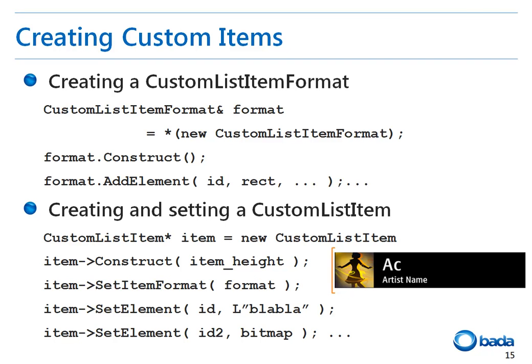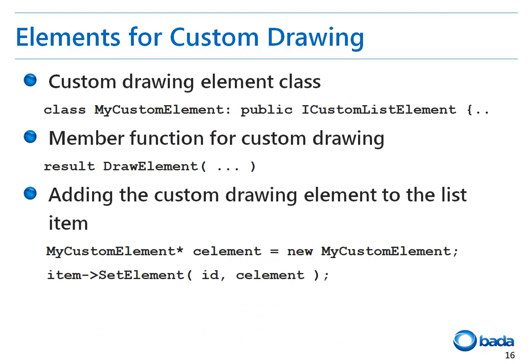You can also create a custom list item and construct it using the cell size. Then, you can create the custom list item by setting the format and adding text or a bitmap to the corresponding element IDs. To perform a custom drawing for an element, create the iCustomListElement subclass and override the drawElement function within the subclass. After the class is defined, you can create an instance of the class and set the instance to the custom list item as an element.